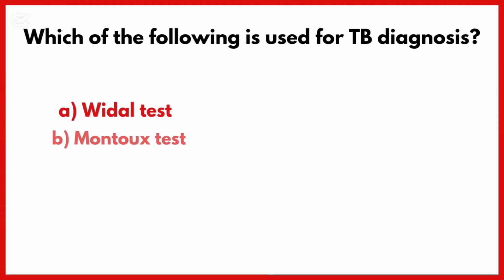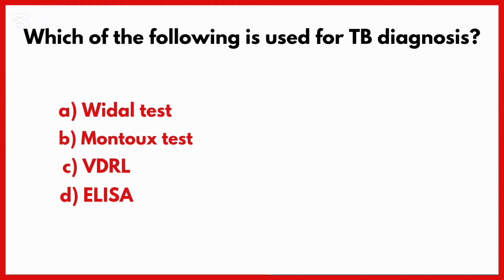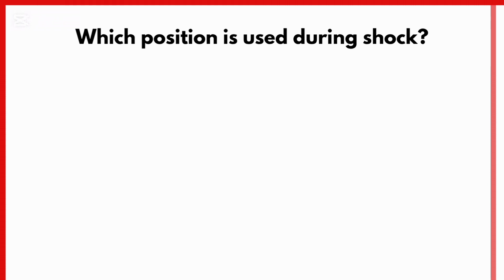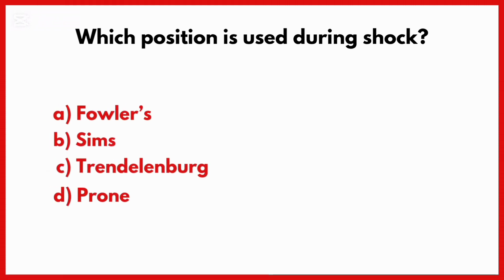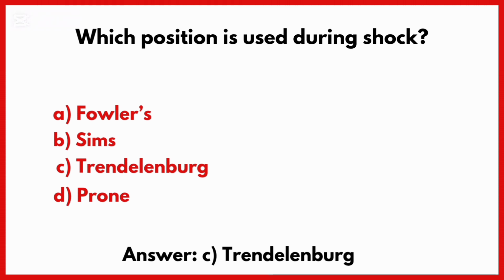Which of the following is used for TB diagnosis? Correct answer is option B. Which position is used during shock? Correct answer is option C, Trendelenburg.